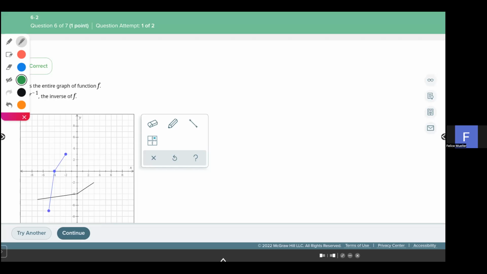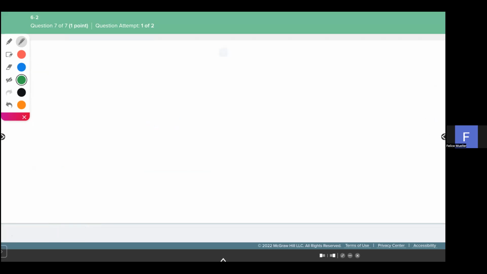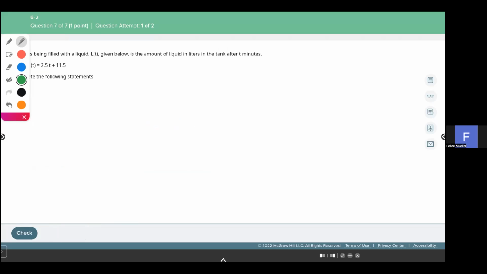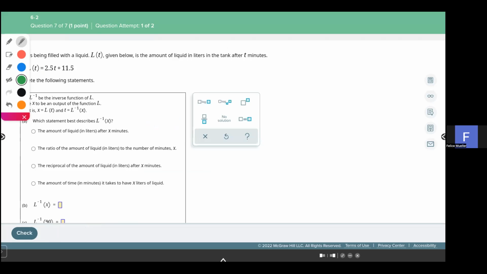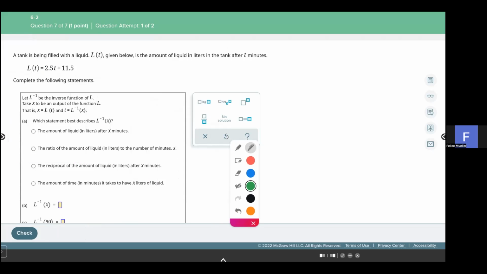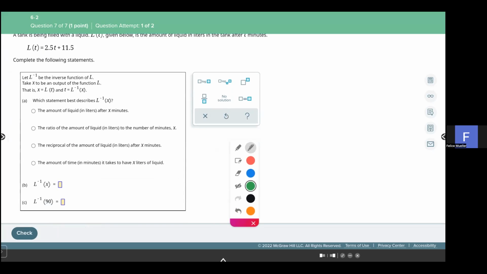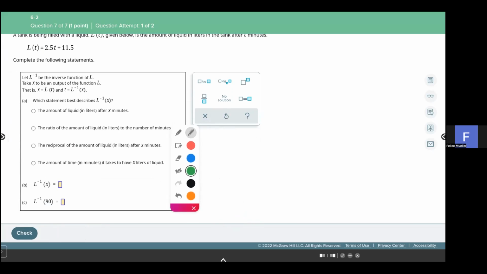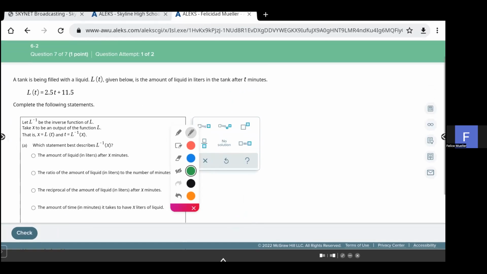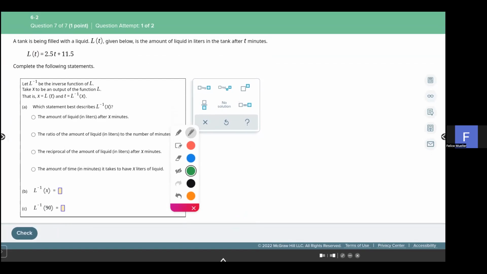All right, and let's go to question 7. This was the extra question that certain classes had, but not everybody. And it was put at the end solely because I know not everybody was going to do it. All right, so a tank is being filled with a liquid L of t. Given below is the amount of liquid in liters in the tank after t minutes. L of t equals 2.5t plus 11.5. Complete the following statements. So we're actually going to describe what the inverse is doing.